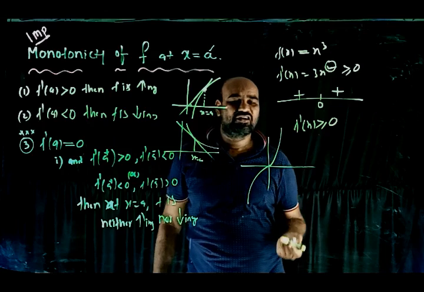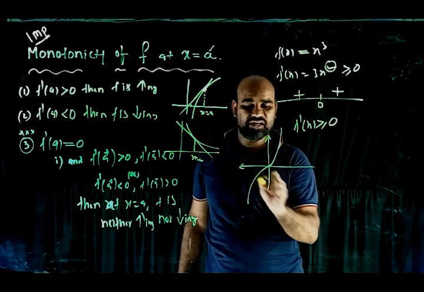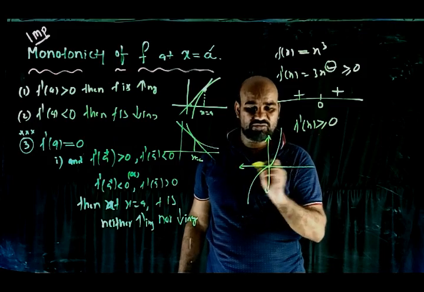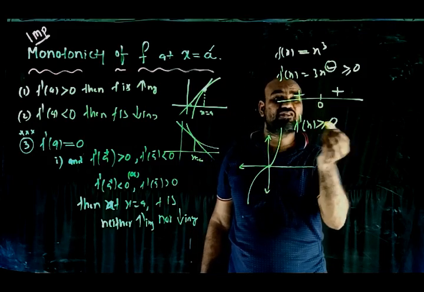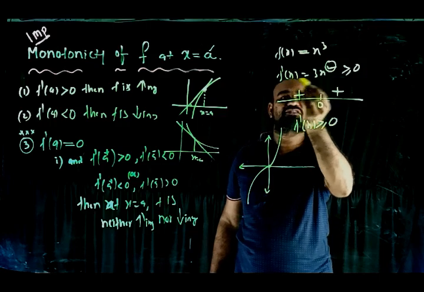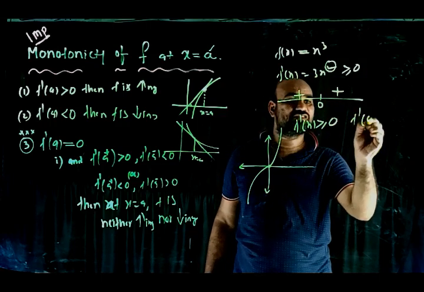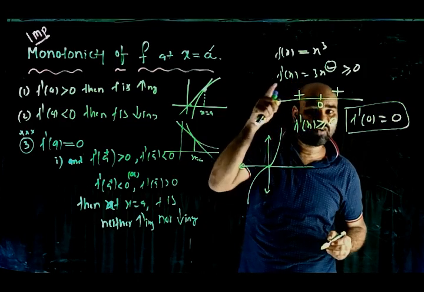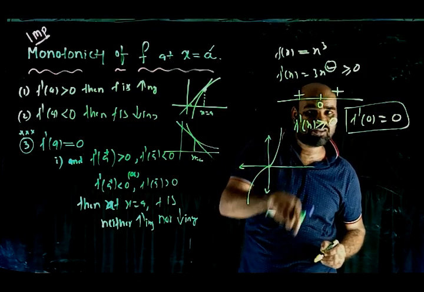Throughout the domain, it is increasing. Okay. So at 0, what happened? We will see. f dash of 0 equal to 0 only, no? See, observe here. f dash of x is 3x square. What is f dash of 0? 0. f dash of x equal to 0 means what? At 0, for the graph, you can draw a tangent which is parallel to the x-axis.